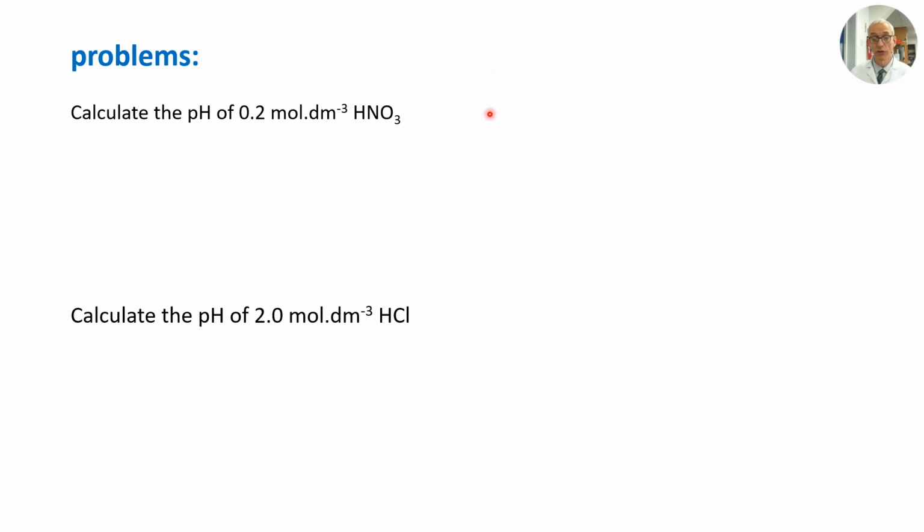Okay, so if you are ready, we've got 0.2 mole per decimeter cubed nitric acid. Nitric acid is a strong acid. So the concentration of hydrogen ions will equal the concentration of nitric acid at 0.2. Plug that into the pH formula. Produces a pH of 0.7.